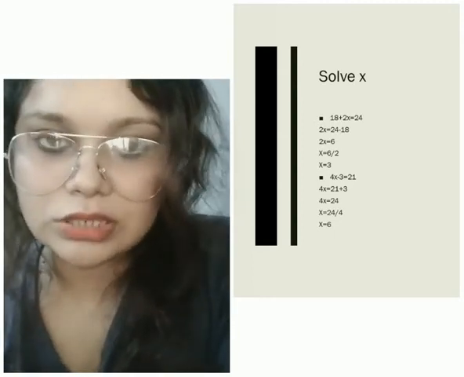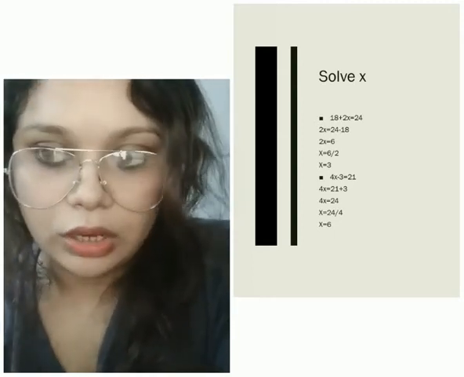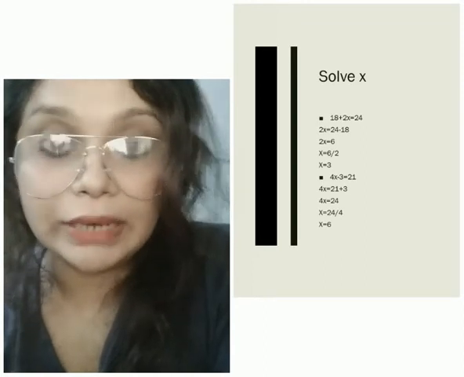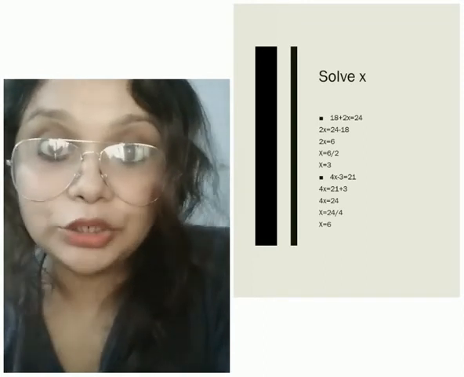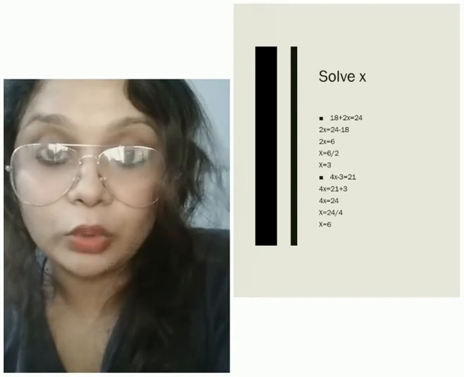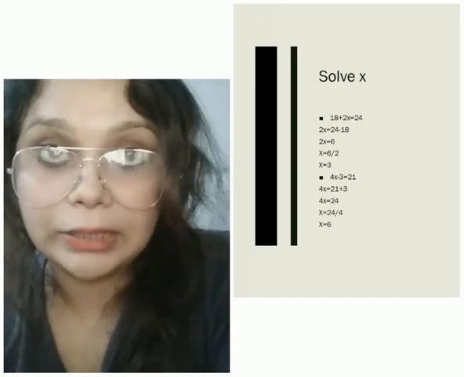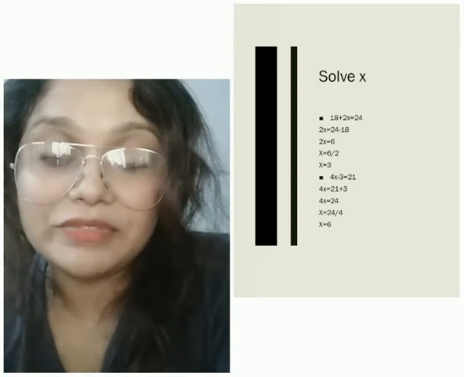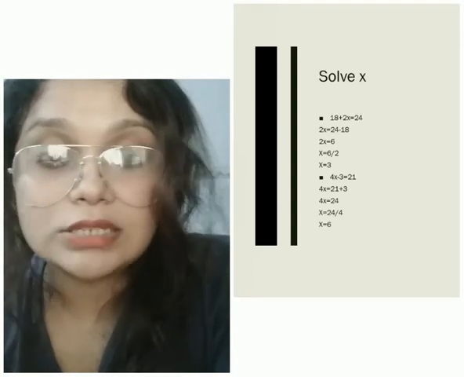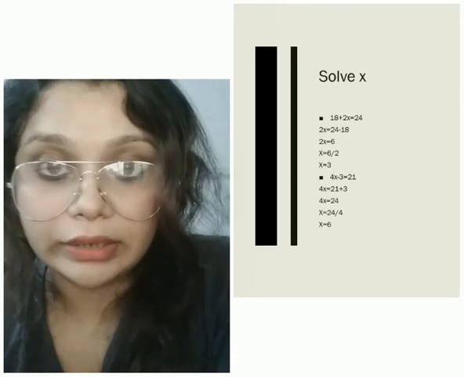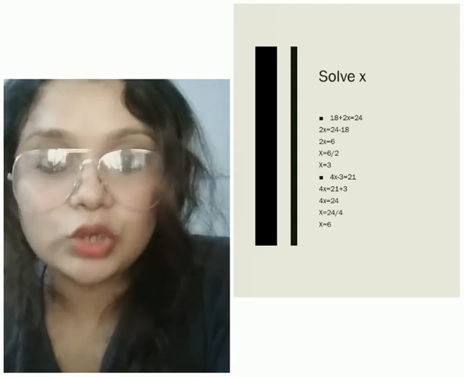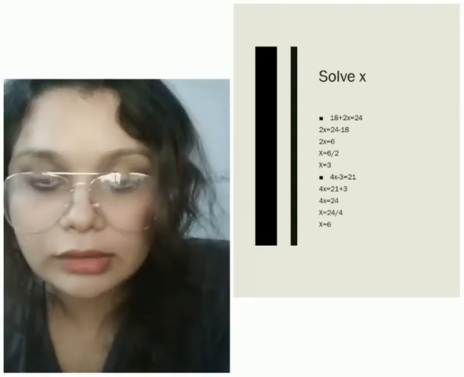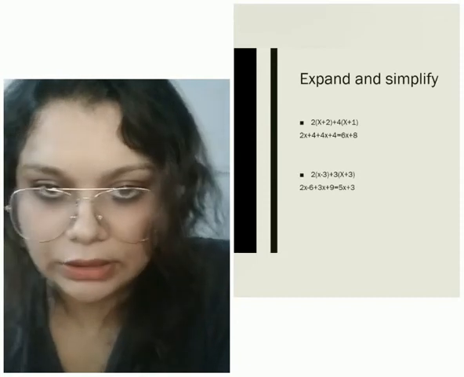Some students might take it as wrong. What they will do is multiply the 2 inside the bracket. They will multiply 2 into 4, 8. 2 into 5 is 10. So 10 plus 8 is 18. It's not actually the correct method to do. First you have to add it, then you have to multiply and find the value.